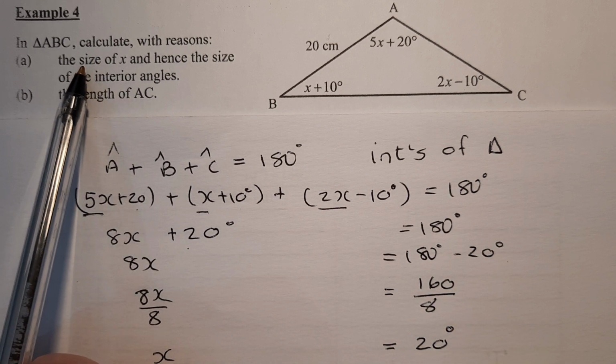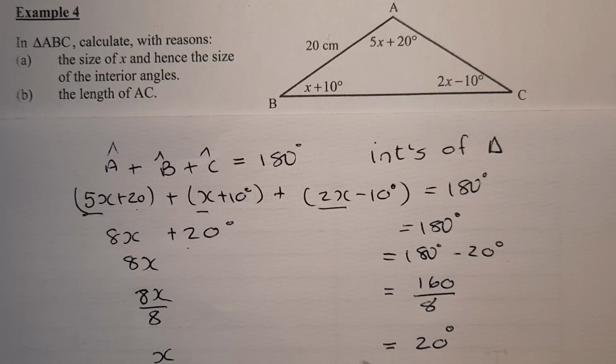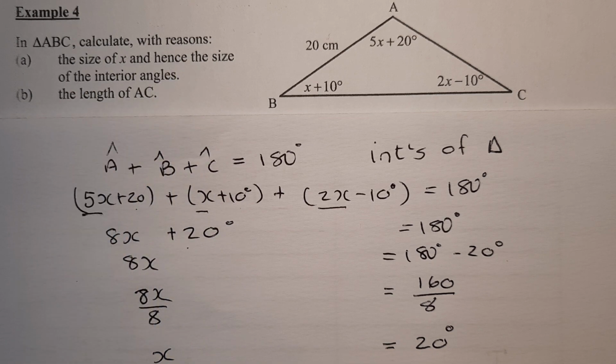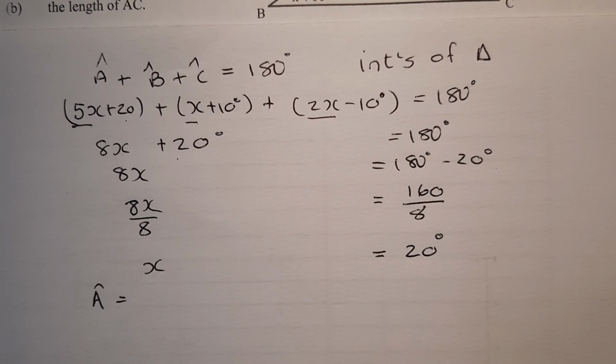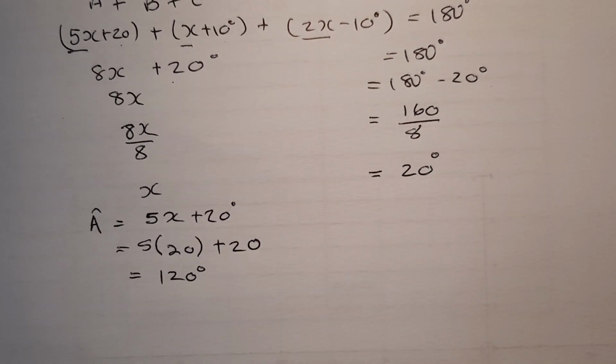Now I've answered the first part: find the size of x. X is 20. Hence, now that you know x is 20, find the size of the interior angles. So what is angle A going to be? Angle A is equal to 5x plus 20. We substitute the value of x, so we are doing substitution. X is 20. So angle A is going to be 100 plus 20, which is 120 degrees.